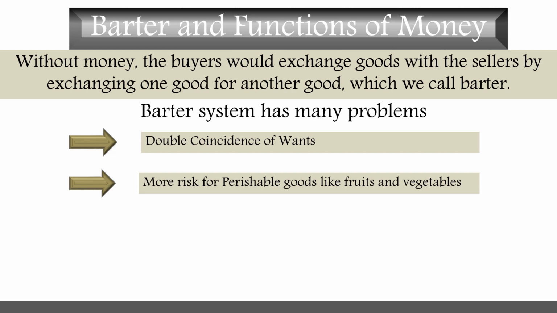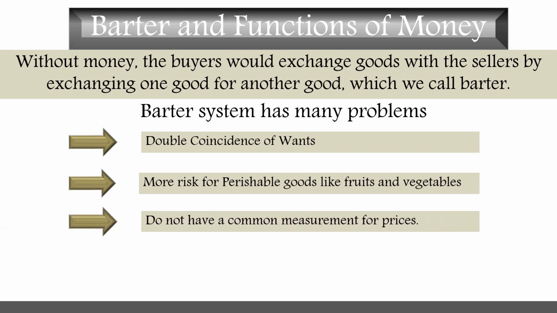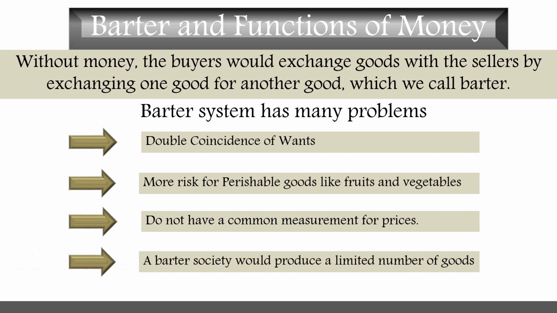Number second problem is many goods like fruits and vegetables deteriorate and rot over time. Growers of perishable goods could not store their purchasing power. They would need to exchange their product for goods that would not perish quickly if they want to save. Number third problem is that product and services do not have a common measurement for the prices. Number fourth problem is that business people would have trouble writing contracts for future payments of the goods and services under a barter system. And that's why a barter society would produce a limited number of goods and services.